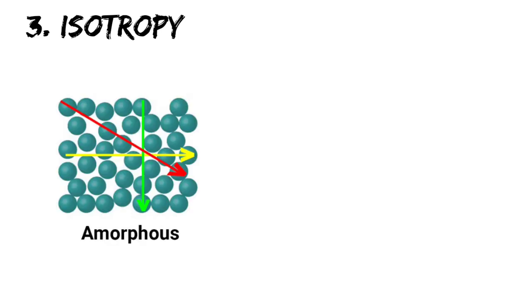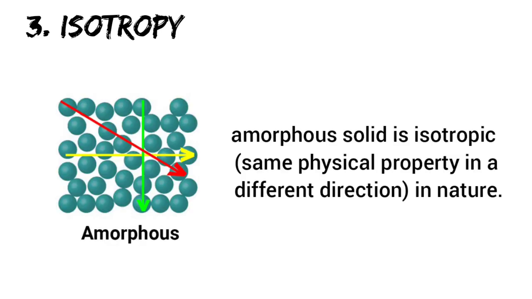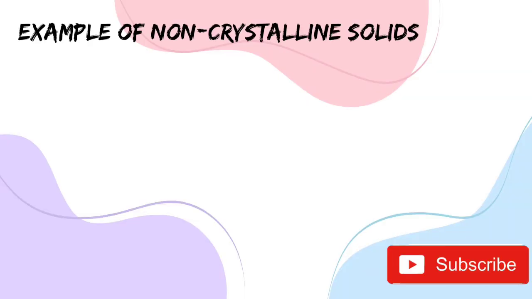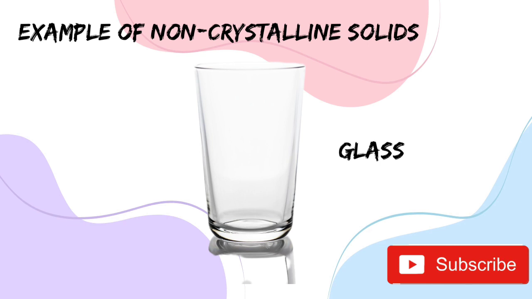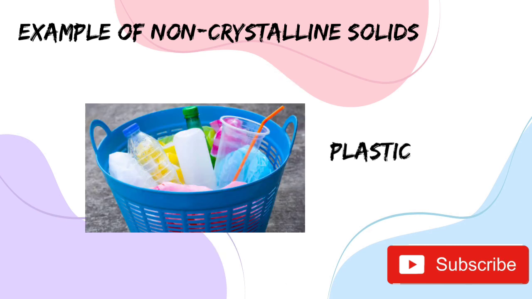Third, isotropy. Non-crystalline solids are isotropic, meaning their properties are consistent regardless of the direction in which they are measured. Since there is no preferred direction, properties such as mechanical strength and electrical conductivity are uniform in all directions. Let us take an example of non-crystalline solids. Amorphous solids are glass, plastic, and gel.